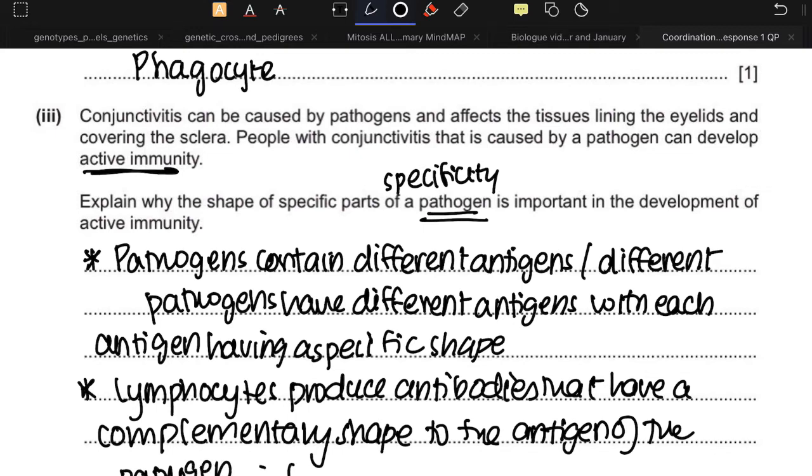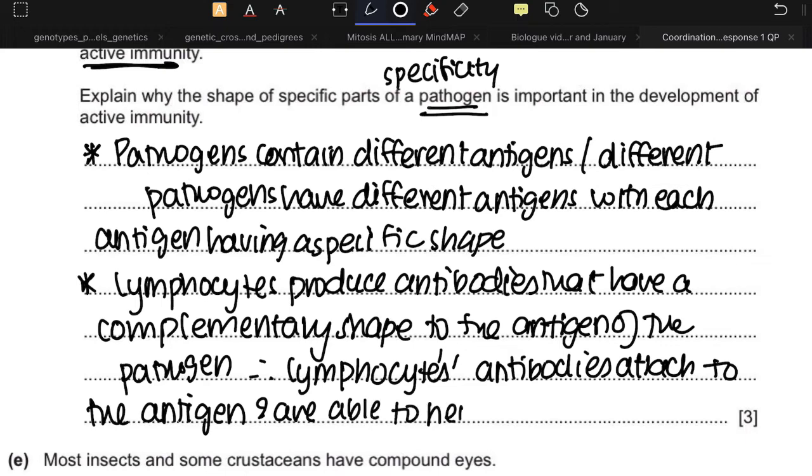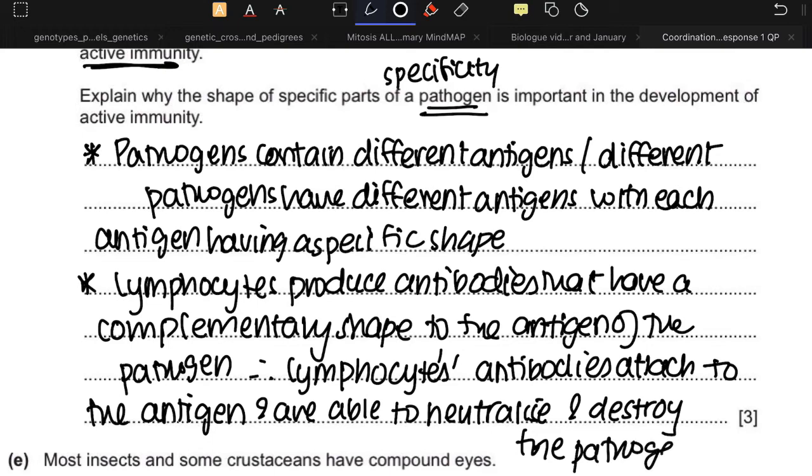Alright, hence antibodies attach to these antigens and are able to neutralize and destroy the pathogen. Neutralize and destroy the pathogen. Alright, so 3 marks is covered.